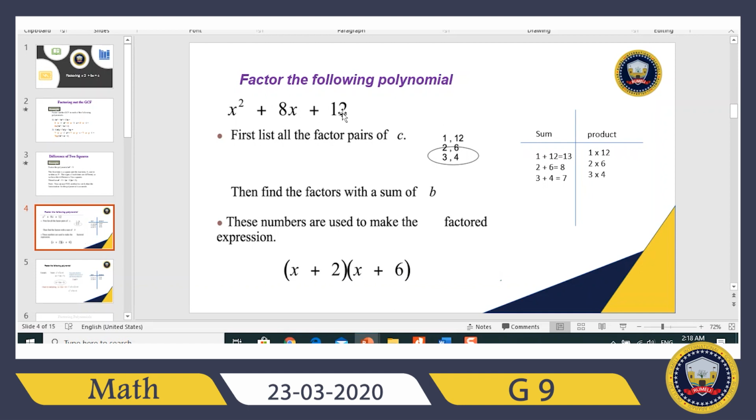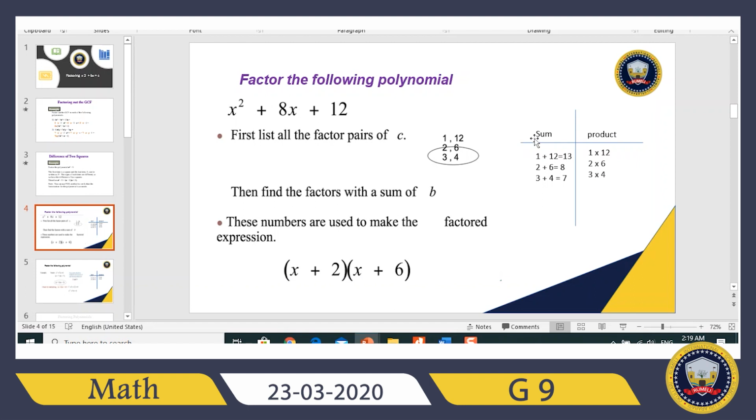What are the factors? If I multiply two numbers, the answer will be 12. Yes, 1 times 12, 2 times 6, and 3 times 4. Do I have anything else? If I multiply them together, will they give me 12? I believe no. So I will write the products: 1 times 12, 2 times 6, and 3 times 4.